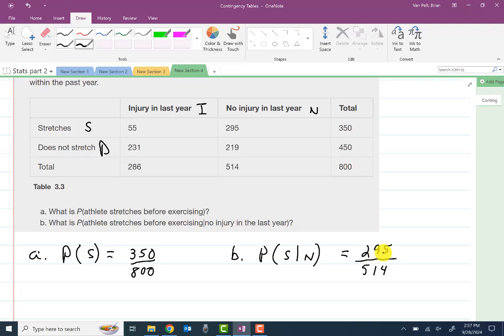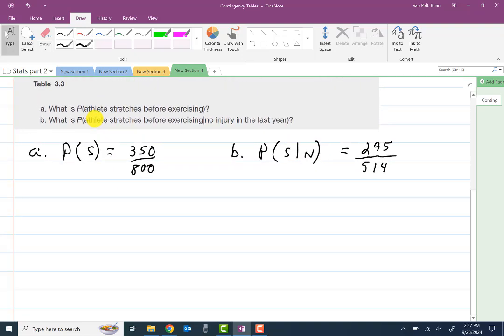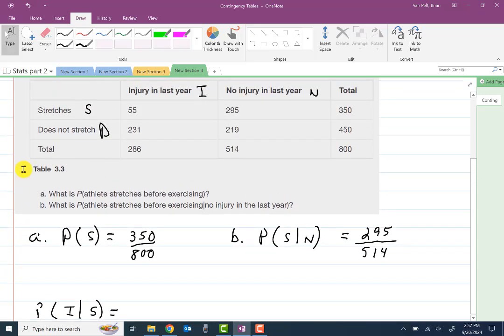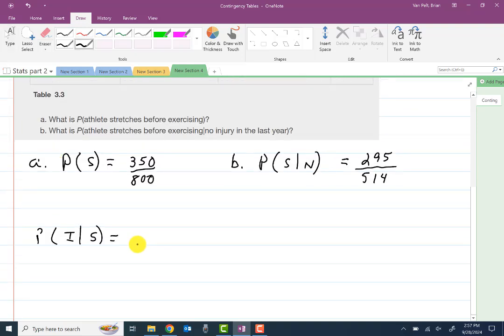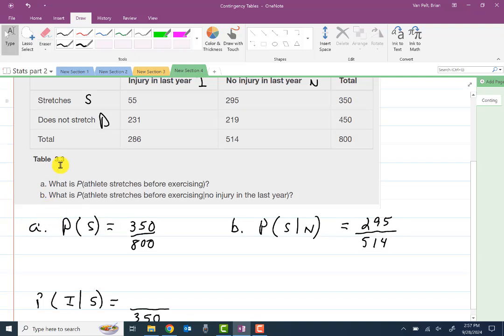I have some more questions than the book has, just to become comfortable with this. My first one I'm going to ask: what is the probability that we had an injury given that they stretch? So we go to the stretches row and we look. The total number of stretchers is 350. Now, stay in that row for the total stretchers. How many of those were injured? Only 55.